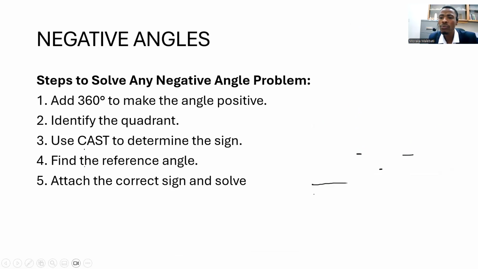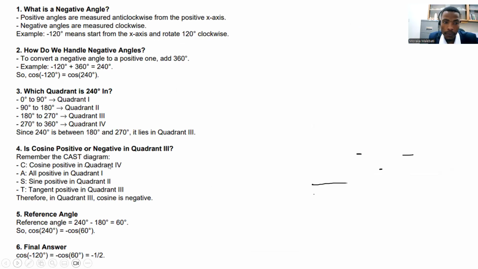So, negative angles. When you have negative angles, the first step is to always add 360 to make the angle positive, and then identify the quadrant, then the sign, and then the reference angle. After that, attach the correct sign and solve.